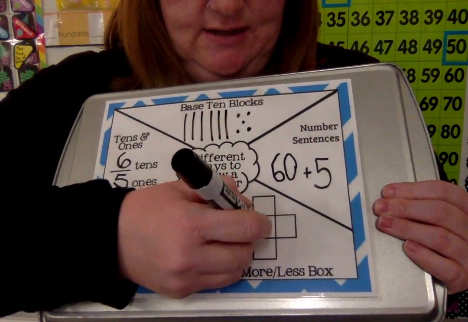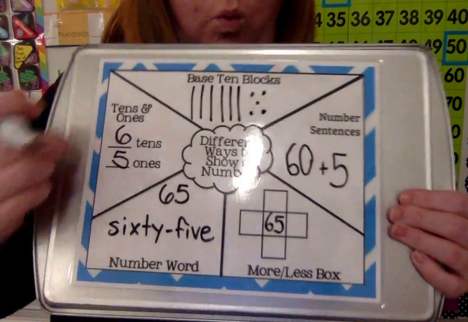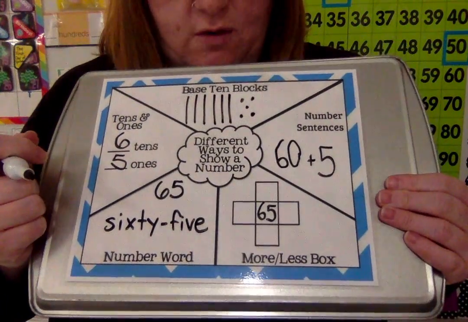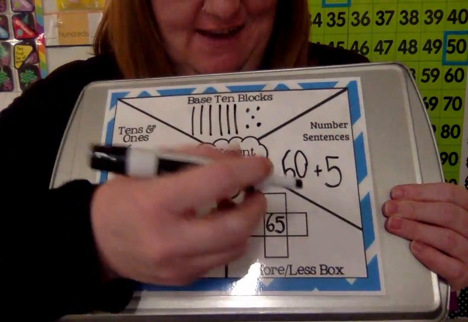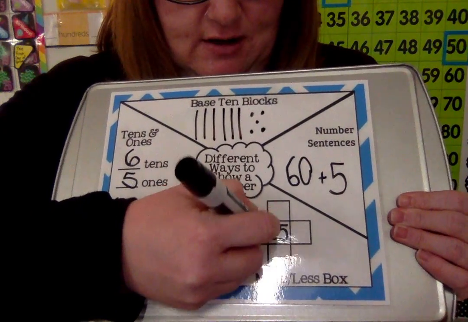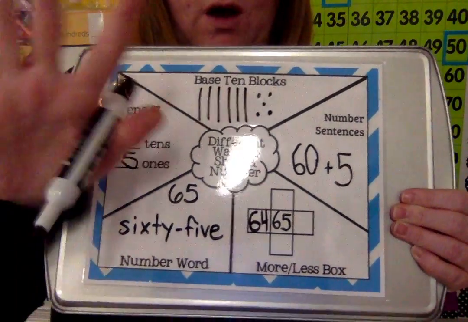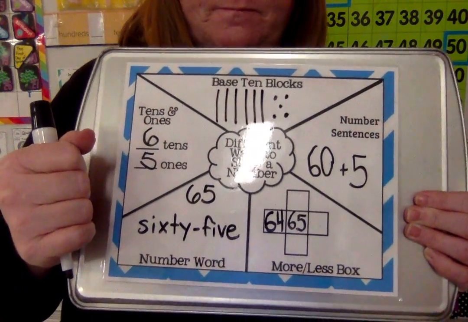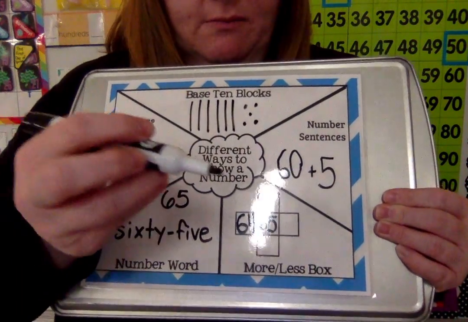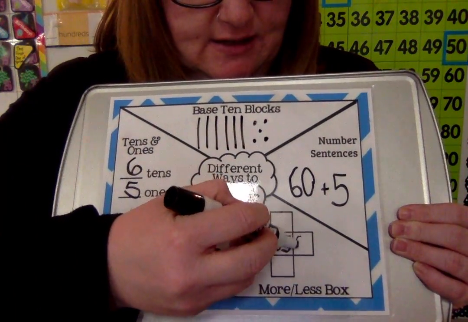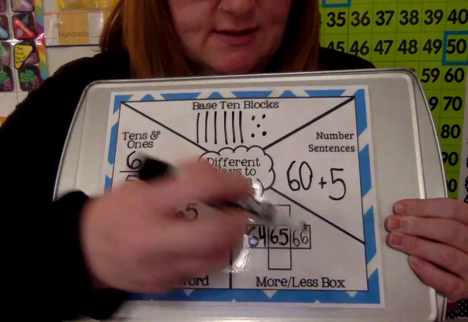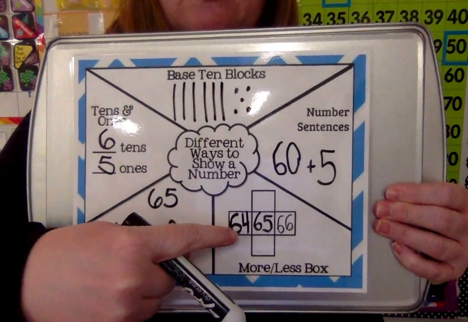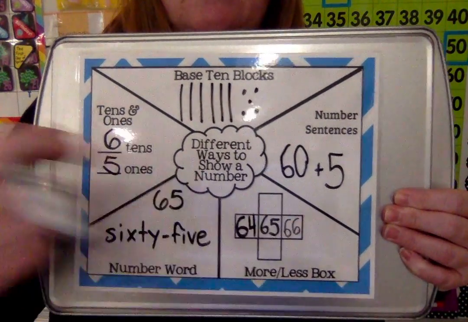All right, with 65, let's think what's 1 less. The number that comes just before it is 64. Good. Our ones are changing, right? 5 ones, 1 less is 4. What would 1 more be? Thinking about those ones again, 1 more, we would have 6 tens still and 6 ones now, because 5 and 1 more is 6. If we count by 1, 64, 65, 66.